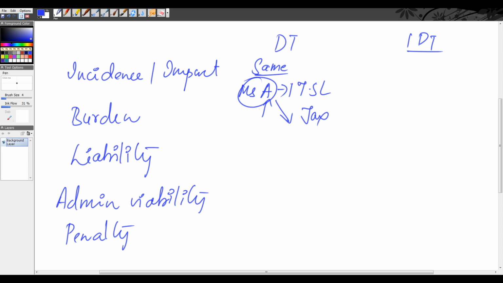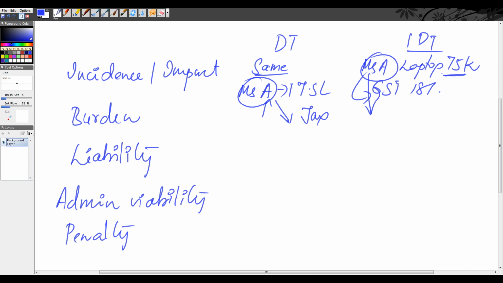Whereas when it comes to indirect tax, let's say Mr. A, a shopkeeper, has sold a laptop for rupees 75,000. On that he has collected some amount of GST, let's say 18% of GST. Now, though here the liability of payment is upon Mr. A because he is the person who is supposed to collect tax on this particular sale, it is not as if Mr. A will be paying this GST out of his pocket. He will transfer that liability to his customer, who will be ultimately bearing the burden of indirect tax.